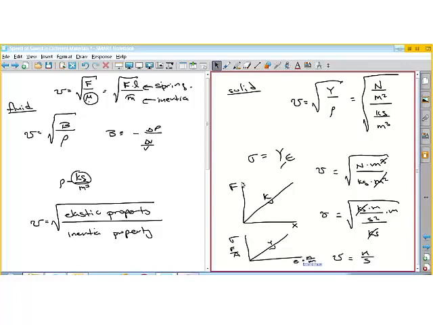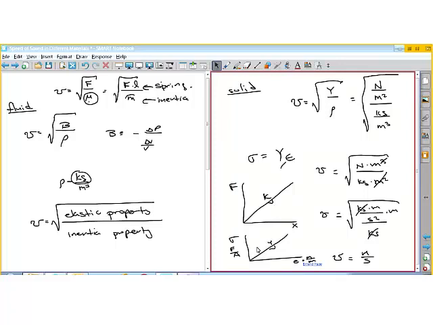This is just reminding you that Hooke's law says that if you have an elastic material, then the force that you get is proportional to the displacement.